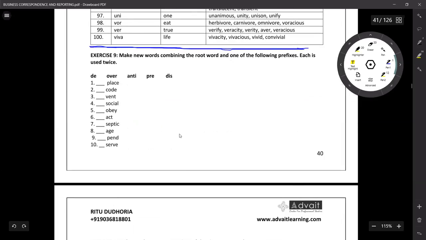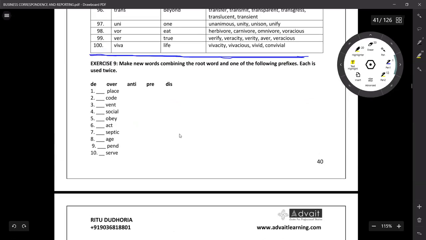Okay. Right. Now let's come to exercises. Lots of exercises, guys, in vocabulary. Very interesting. Not a lot of theory. That's the best part about business correspondence and reporting. It's practical. It's actually very practical, guys. Come on, make new words combining the root word. So here they've given us the root word. Okay, wait, let's read it first. Make new words combining the root word and one of the following prefixes. Each is used twice. See, they've given us prefixes here.